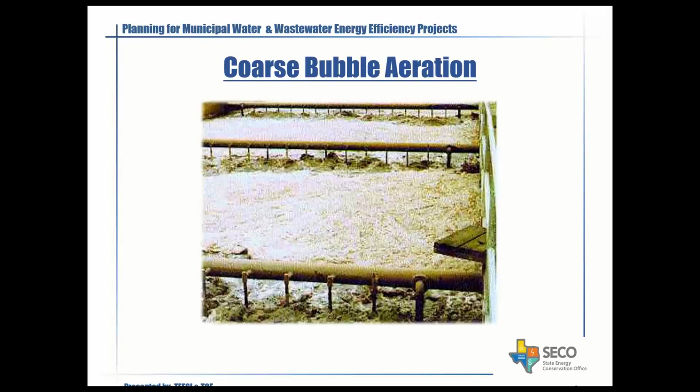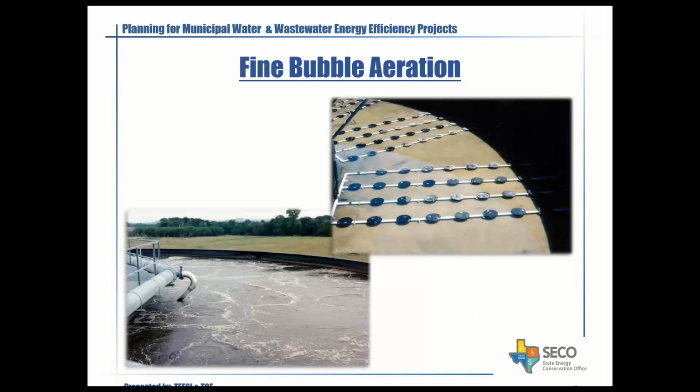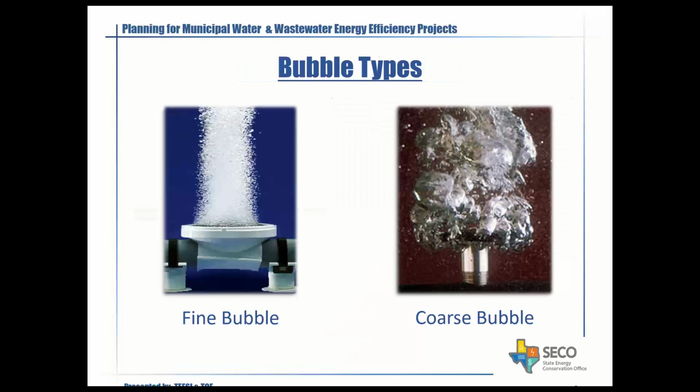So coarse bubble aeration, this is just a picture of a typical coarse bubble plant. It has large bubbles and large splashes. This is compared to a fine bubble aeration plant. You have fine bubbles and very little splashes, and it's much more efficient. Here's just a close-up photo of a fine bubble versus a coarse bubble.